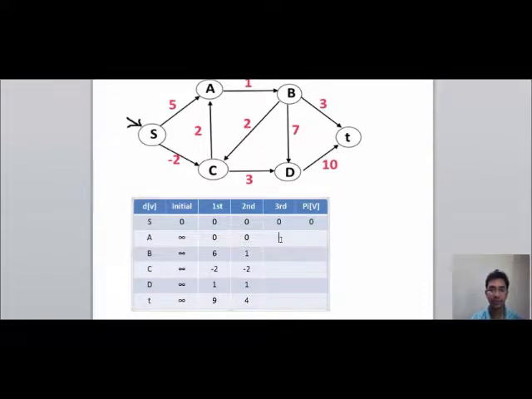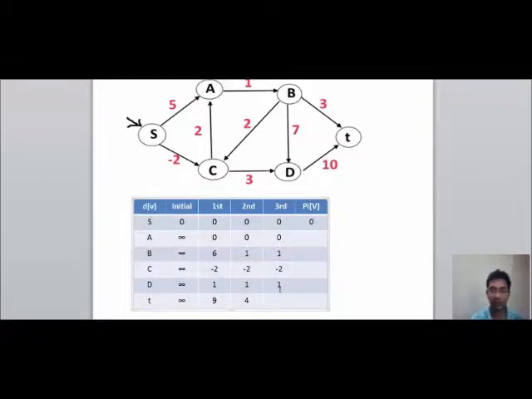In our third iteration, we can carry out this loop again. In the third iteration, the values of our nodes cannot be updated more, as we can check that S has the value of 0, A has the value of 0, so we cannot go any further. The same values will repeat in this iteration.